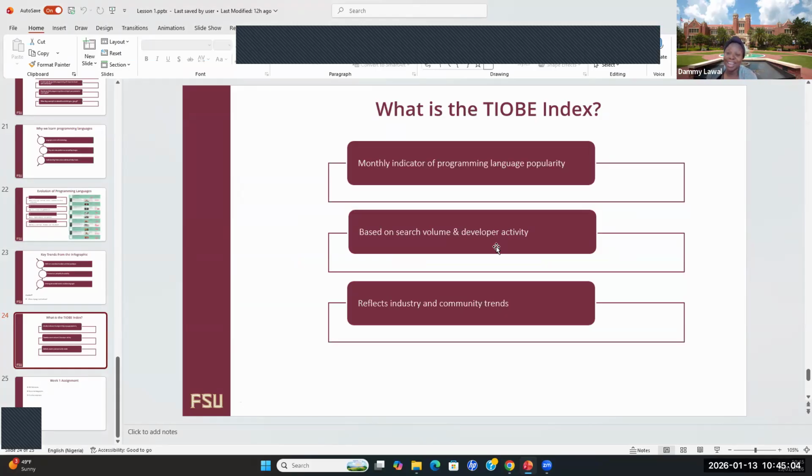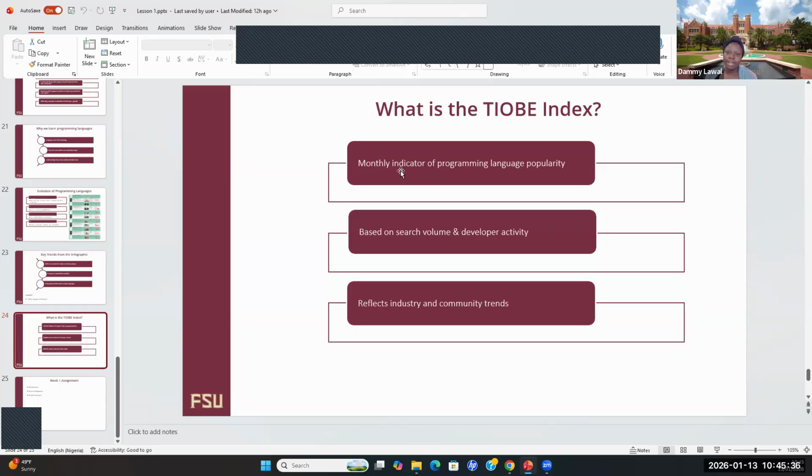And there's a lot of, I don't know what to say, it's not a misunderstanding, but there are a lot of perspectives on the way the index has been calculated. So if you go online, if you're interested, you can learn more about what people are saying on the TIOBE index. Like I said, it's a monthly indicator of language popularity, not in terms of functionality or the best. It is based on search volumes and developers' activities.